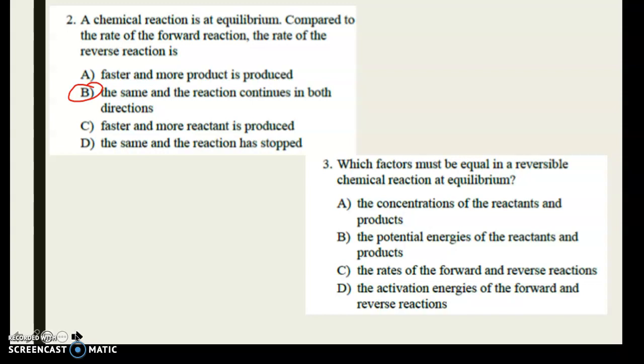So a chemical reaction is at equilibrium. Compared to the rate of the forward, the rate of the reverse is obviously B, the same, and the reaction continues in both directions. Remember, this is a continuous reaction. We have those double arrows, meaning the reaction is not going to stop until it runs out of material. Now, number 3 says which factor must be equal in a reversible chemical reaction at equilibrium. I'm going to give you time. You can go ahead and solve that one down in the comments.